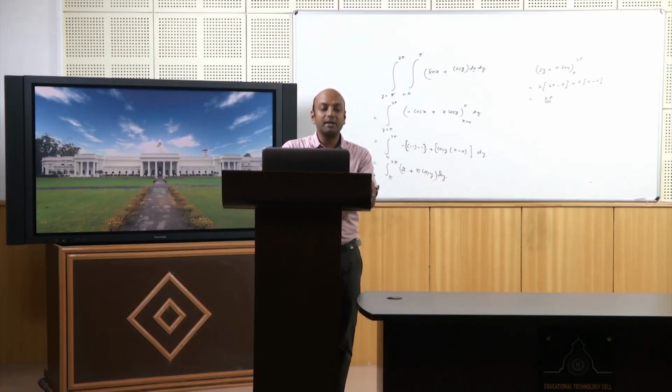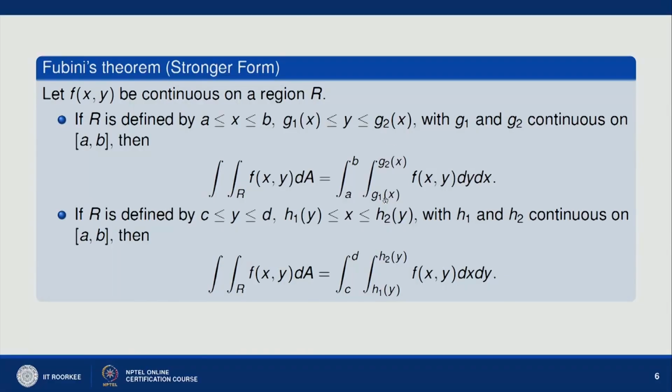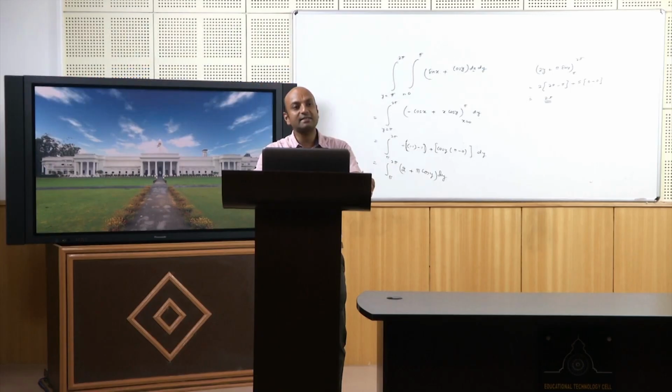Now, the stronger form of Fubini is, let f(x,y) be continuous on the region R. If R is defined by x varying from a to b and y varying from g1(x) to g2(x), where g1 and g2 are continuous on the closed interval a to b, then the double integral over R of f(x,y) dA will be given by, now here y is varying from g1 to g2. So, you take the limits of y from g1 to g2 and x varying from a to b, f(x,y) and then dy dx, because first you are putting the limits for y and then for x. So, here it will be dy dx.